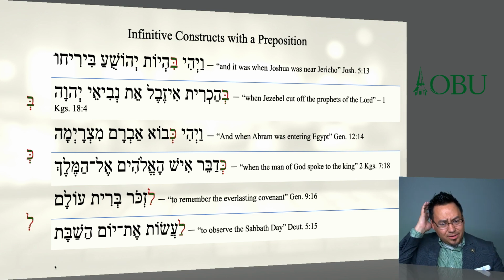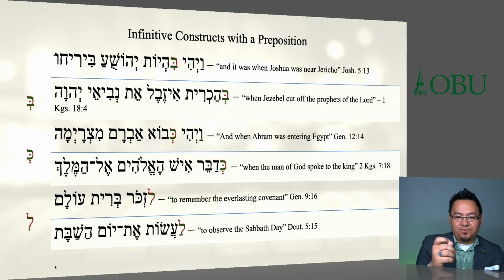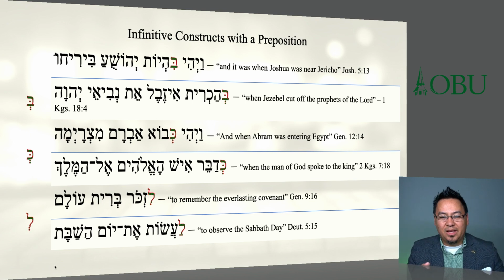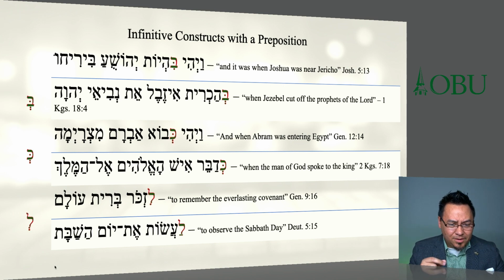Let's read the Kings 18:4 passage, the second one down, right? And so it reads as such. Again, it's small print on the screen that I'm looking at right here, okay? Be-hakrit Izebel et nevi'ei Yahweh, okay? And Jezebel, she cut off the prophets of the Lord.